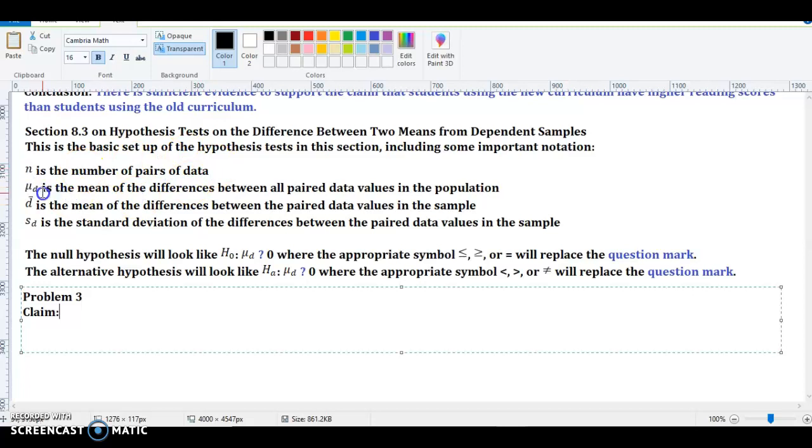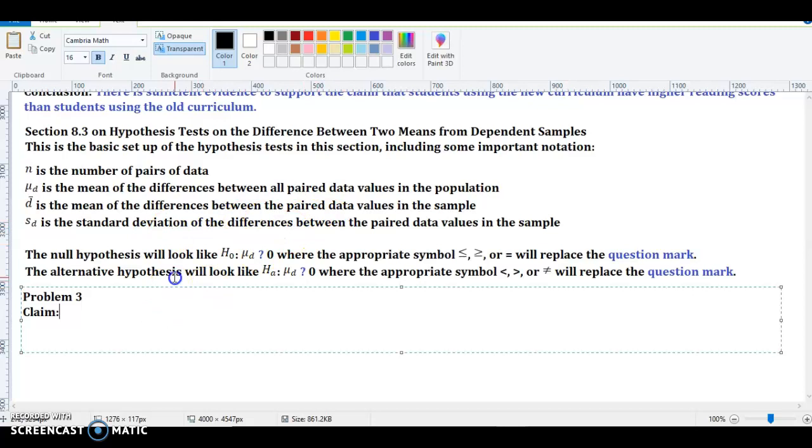The symbol mu sub D or mu D is the mean of the differences between all paired data values in the population. D bar is the mean of the differences between the paired data values in your sample. And then SD is the standard deviation of the differences between the paired data values in that same sample. So some of the notation looks familiar. Again, lowercase n always stands for a sample size. In this case, it's the number of pairs in your sample. Mu D stands for the mean of those differences in the entire population. Then D bar is the mean of those differences from your sample. Then SD is the standard deviation of those differences from the same sample.